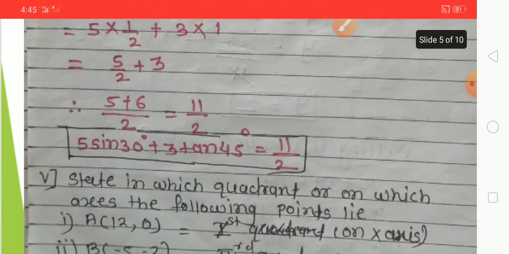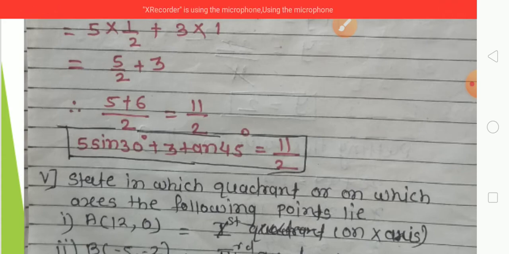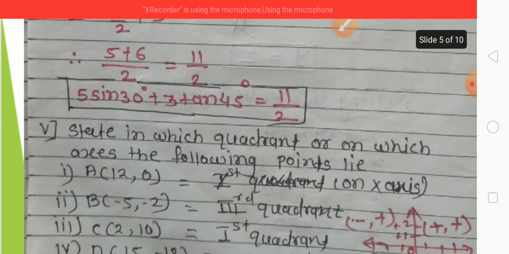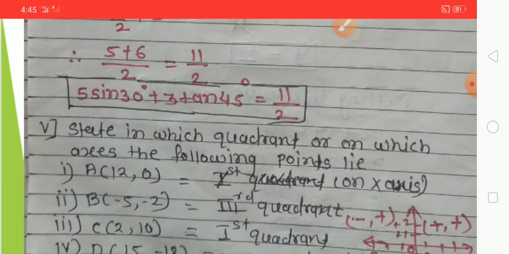So 5 sin 30 degree plus 3 tan 45 degree is equal to 11 upon 2, because the value of sin 30 is 1 by 2 and the value of tan 45 is 1. Then we solve the left hand side, and we get 11 upon 2.